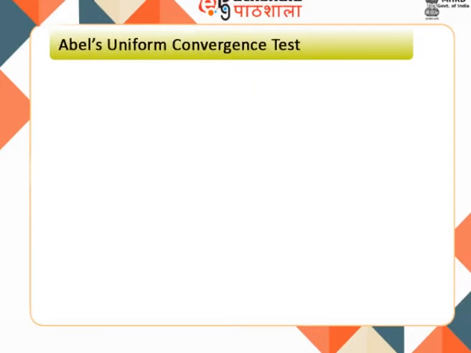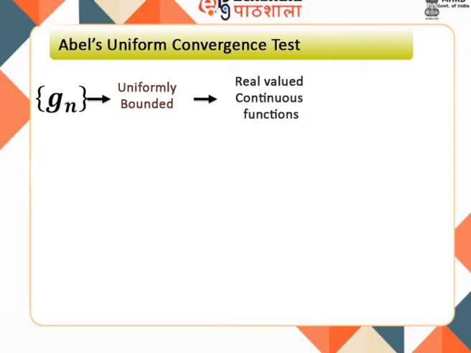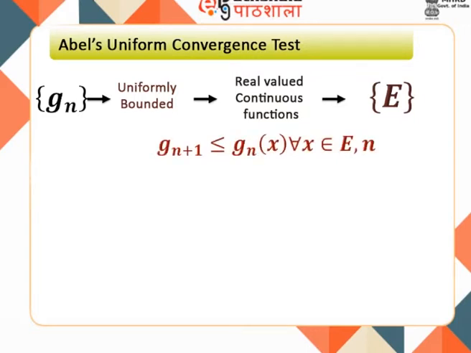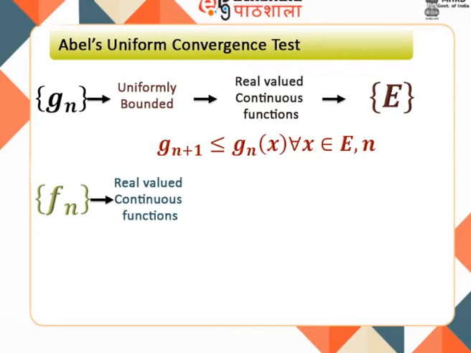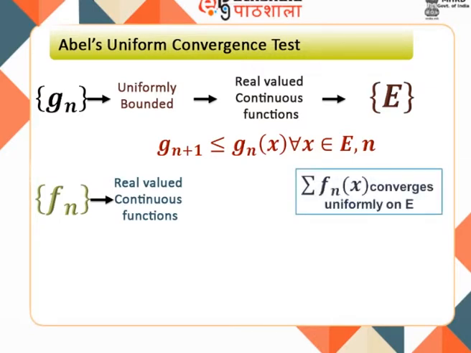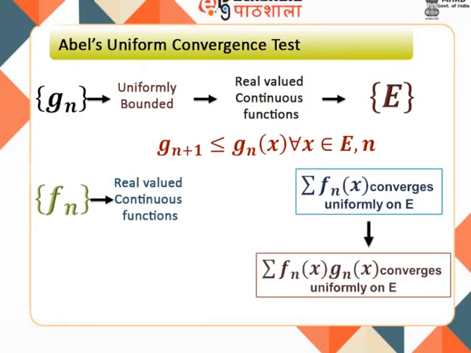Abel's uniform convergence test. Let Gn be a uniformly bounded sequence of real valued continuous functions on a set E such that G_(n+1)(x) is less than or equal to Gn(x) for all x an element of E and positive integers n, and let Fn be a sequence of real valued functions such that the series summation of Fn(x) converges uniformly on E. Then summation of Fn(x) Gn(x) converges uniformly on E.